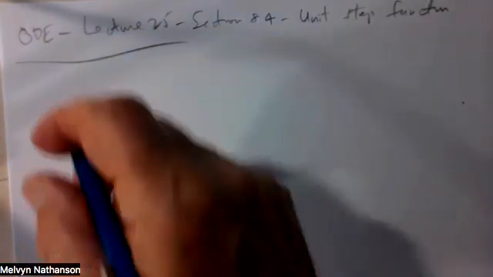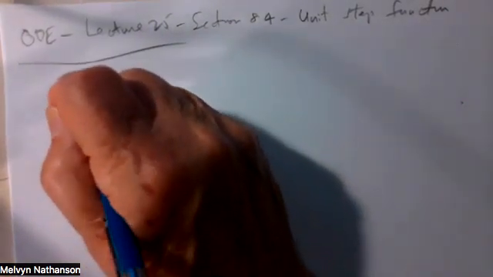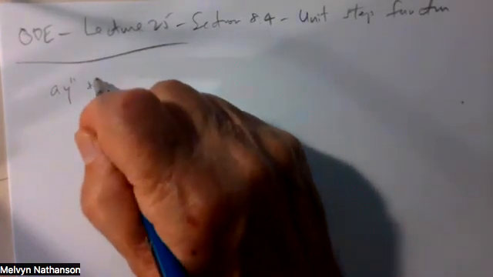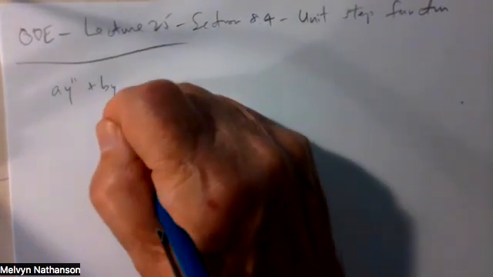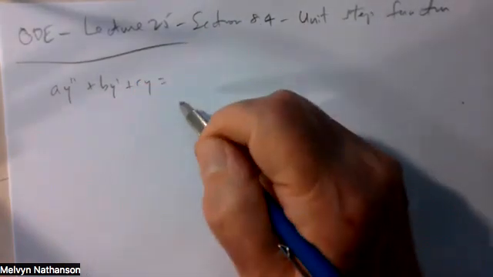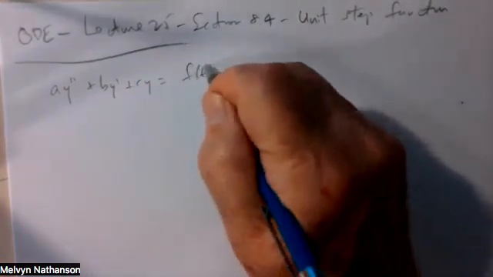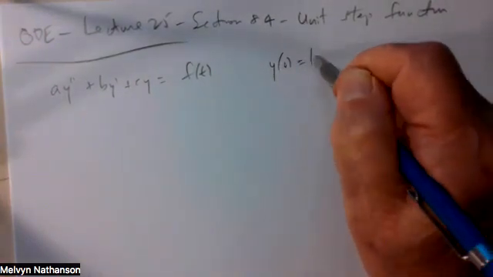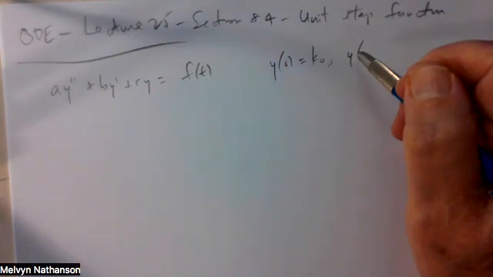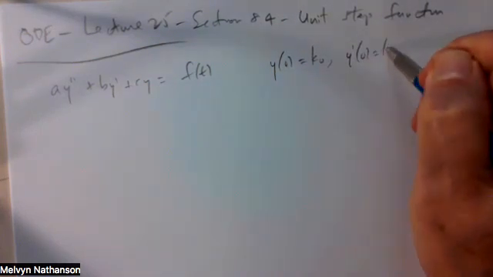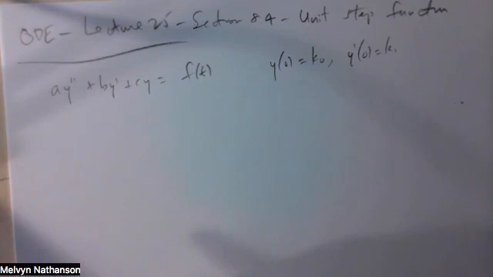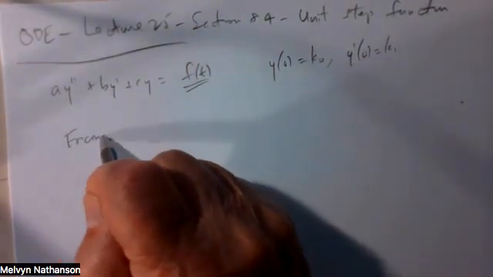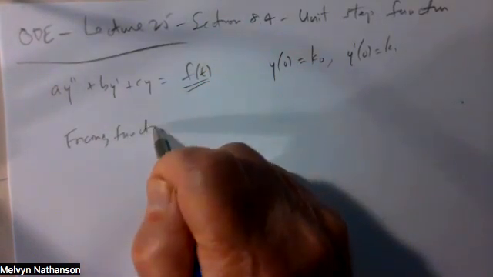non-homogeneous differential equations. The simplest are the differential equations where we have constant coefficients on the left-hand side, ay double prime plus by prime plus cy equals some function f of t, and we have initial conditions. y at 0 is k naught, and y prime at 0 is some k1. And we have what is called the forcing function. That's just terminology.